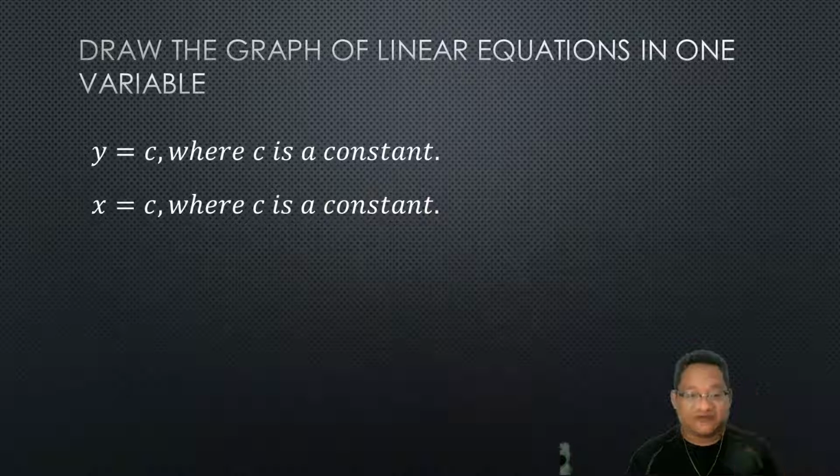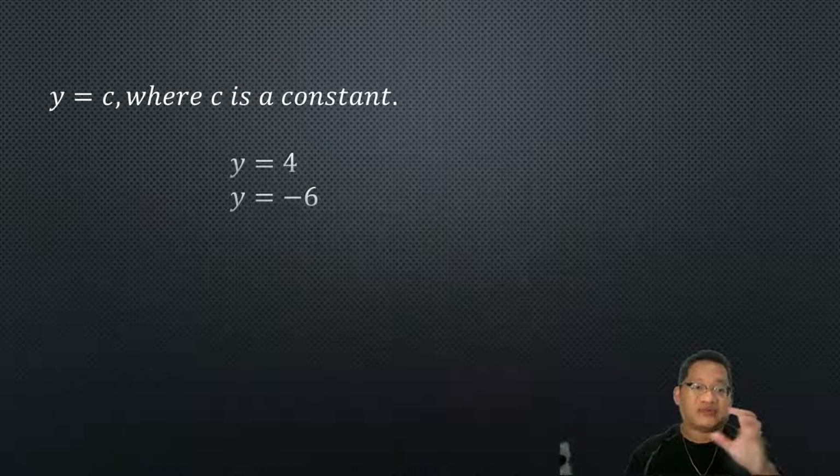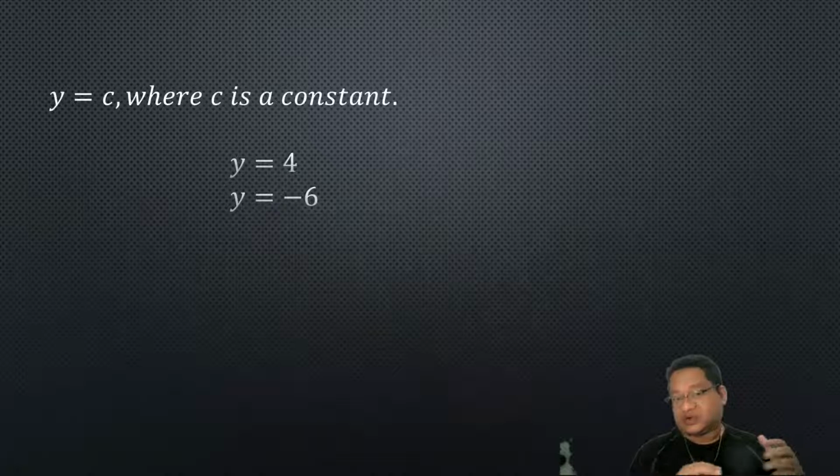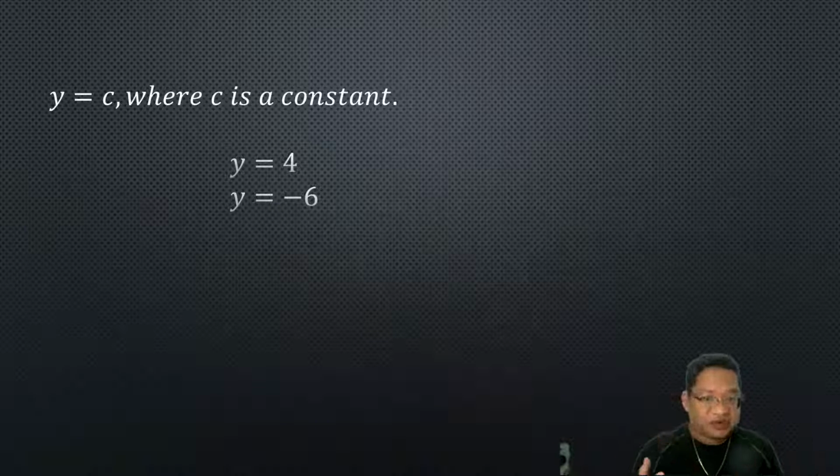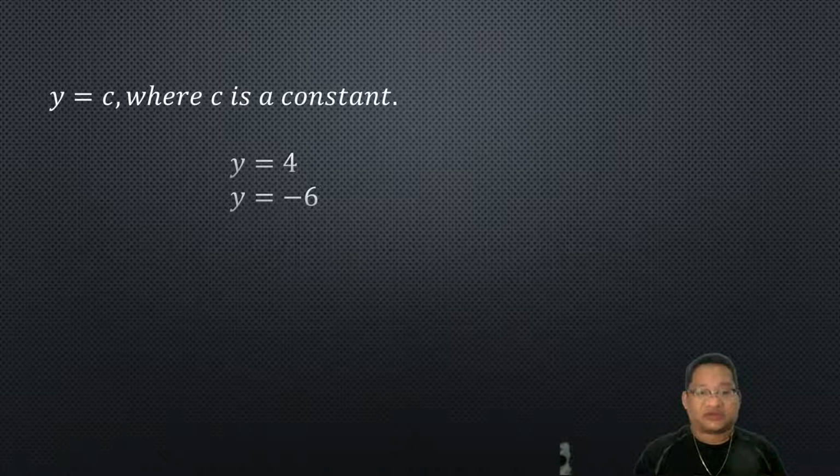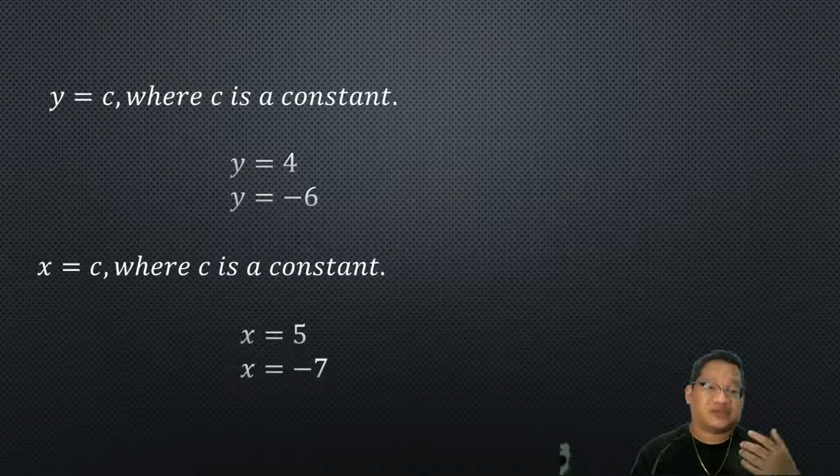It follows that form. For example, y equals c, where c is a constant: y is equal to 4, it could be positive, or y is equal to -6, it could be negative. It could also be a decimal, it could be a fraction, right? Or another is x is equal to c, where c is a constant. Again, x equals 5 or x is equal to -7. It could be any number, right? Could be decimal, x equals -0.2, could be fraction, x is equal to 1/2. So it depends on the question.